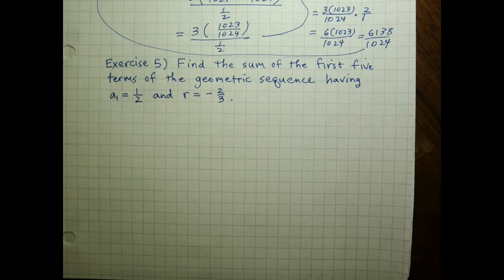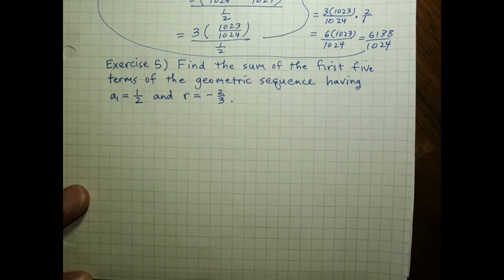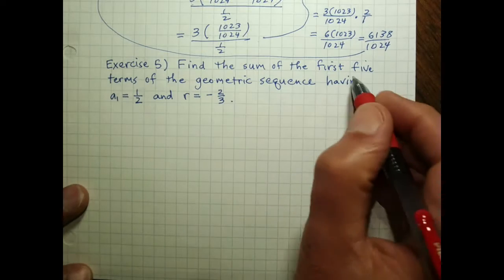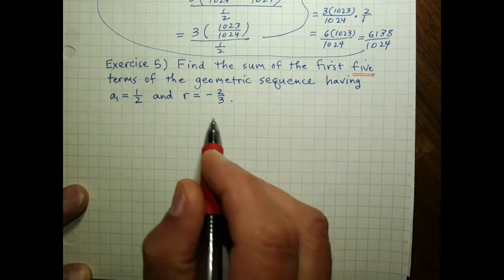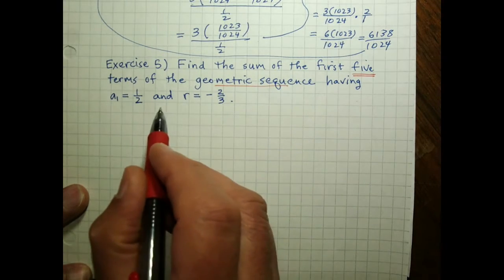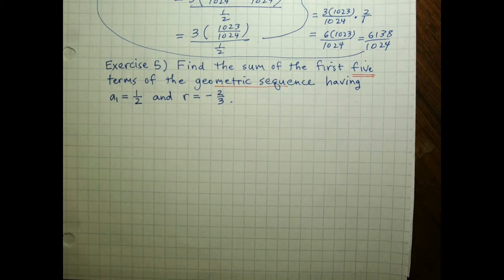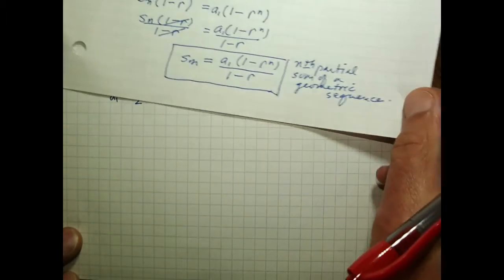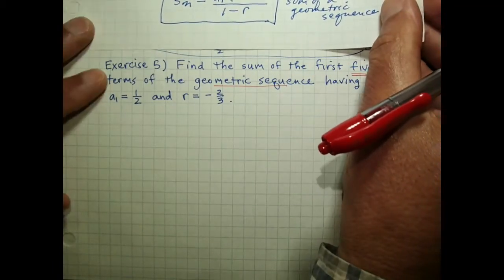Okay, so let's continue on with our exercises on partial sums of geometric and arithmetic sequences. We've been talking about geometric sequences, and in exercise 5, we want to find the sum of the first five terms of a geometric sequence with this given information. So we are going to apply our SN formula here in this exercise.